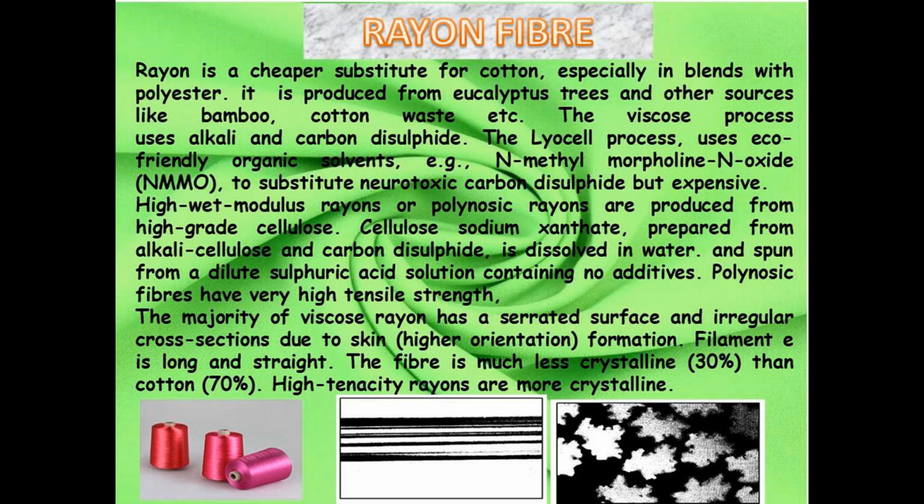The majority of viscose rayon has a serrated surface and irregular cross section, due to skin, that is higher orientation. Filament is long and straight. The fiber is much less crystalline, only 30%, than cotton, which has a 70% crystalline portion. High tenacity viscose rayons are more crystalline.